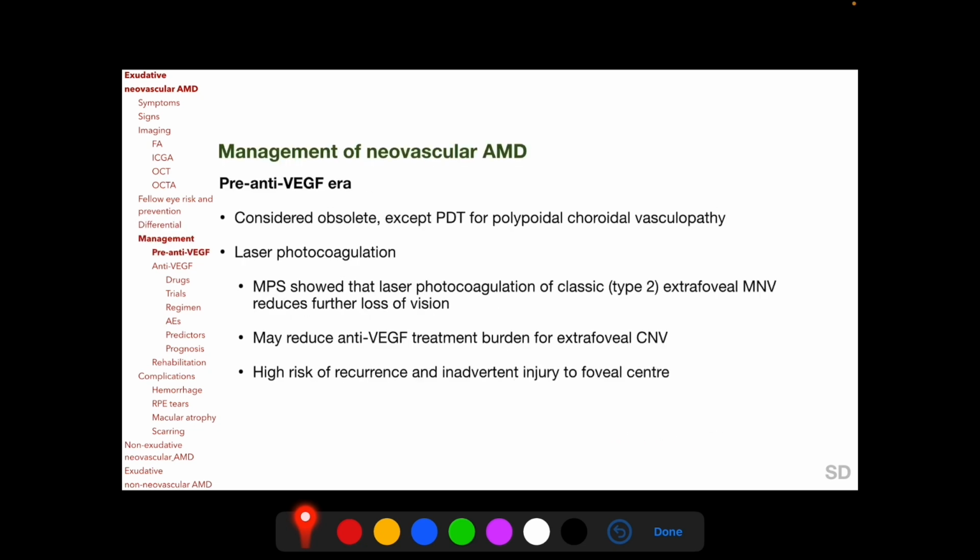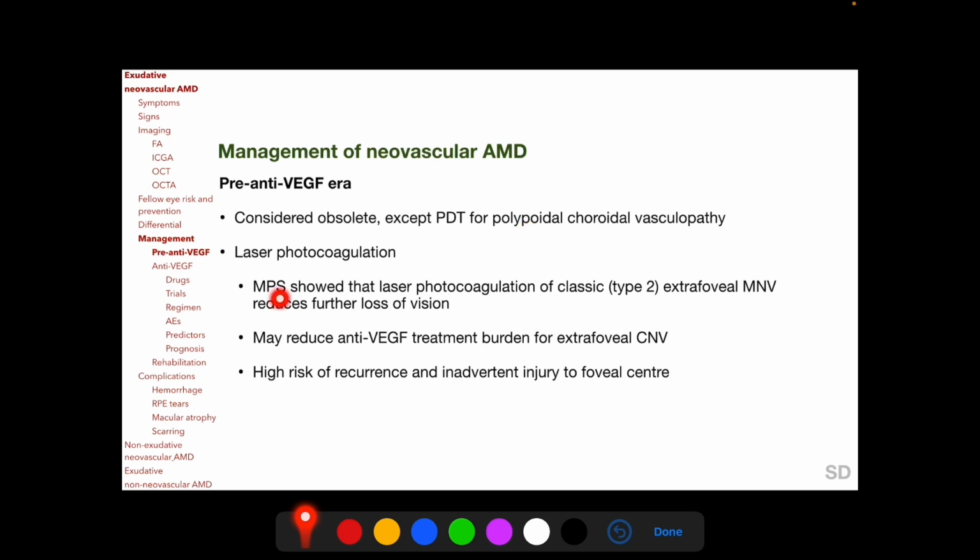The history of management of neovascular AMD can be divided into a pre-anti-VEGF era, when treatment was initiated with the hope of preventing further vision loss, and the current anti-VEGF era, when treatment is initiated with the hope of visual gain. The treatment modalities available in the pre-anti-VEGF era, namely laser photocoagulation, photodynamic therapy, and submacular surgery, are considered obsolete presently, except photodynamic therapy for polypoidal choroidal vasculopathy.